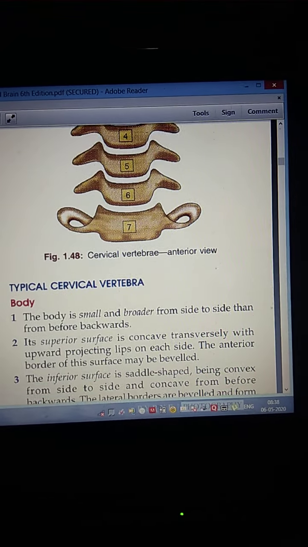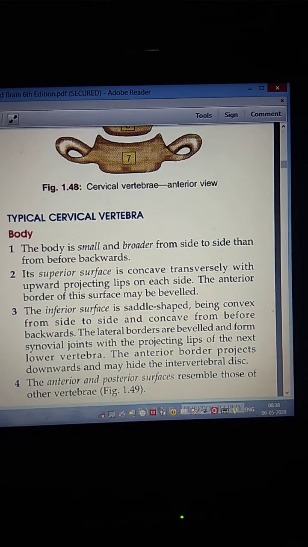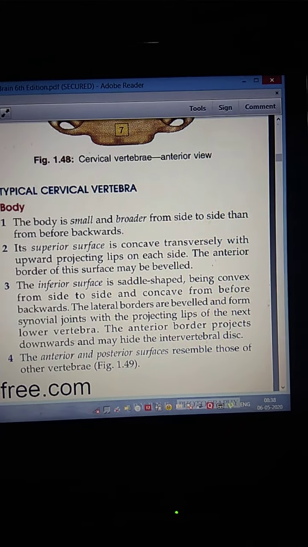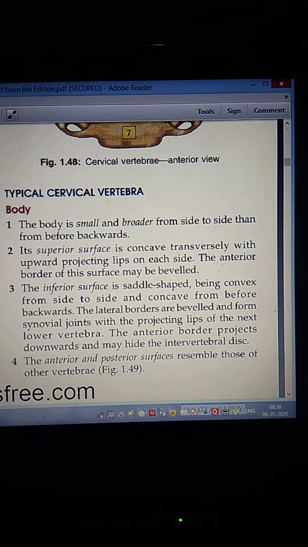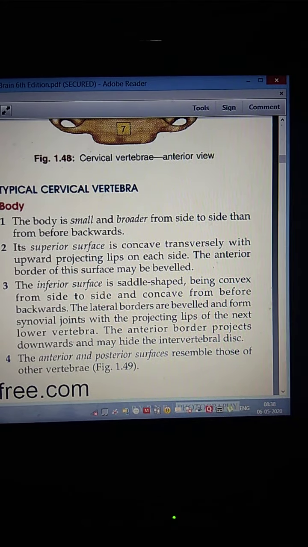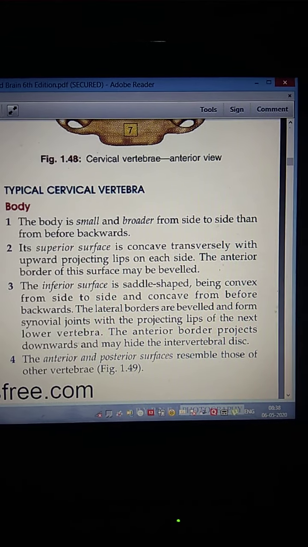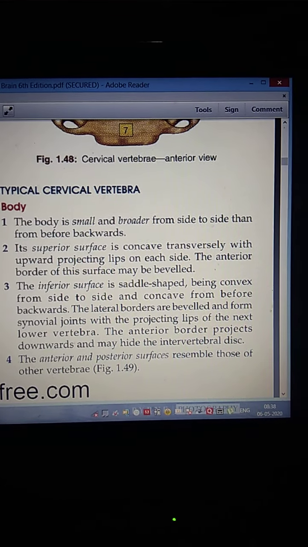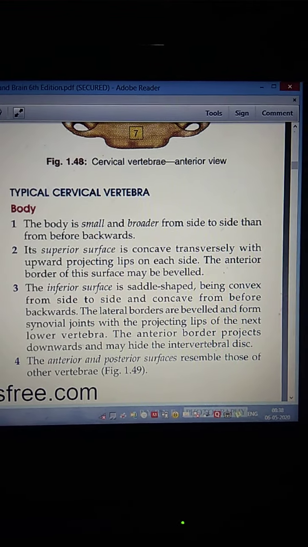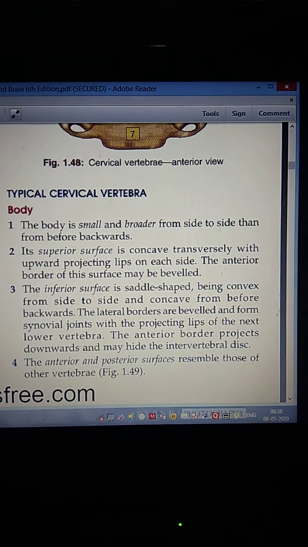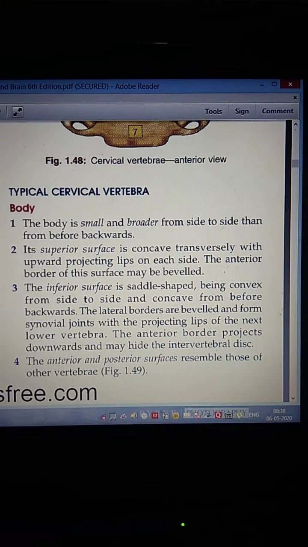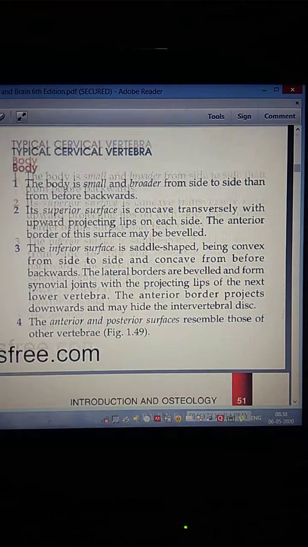Now the typical cervical vertebra body. The body is small and broader from side to side than from before backwards. Its superior surface is concave transversely with upward projecting lips on each side. The anterior border of this surface may be beveled. The inferior surface is shell-shaped, being convex from side to side and concave from before backwards. The anterior and posterior surfaces resemble those of other vertebrae.